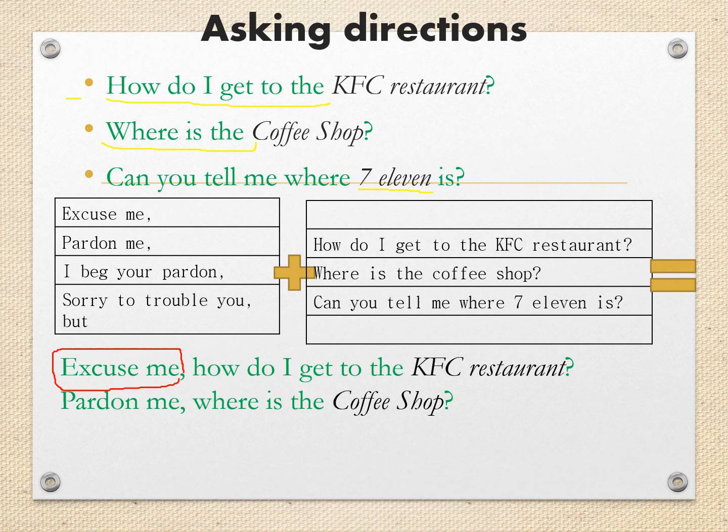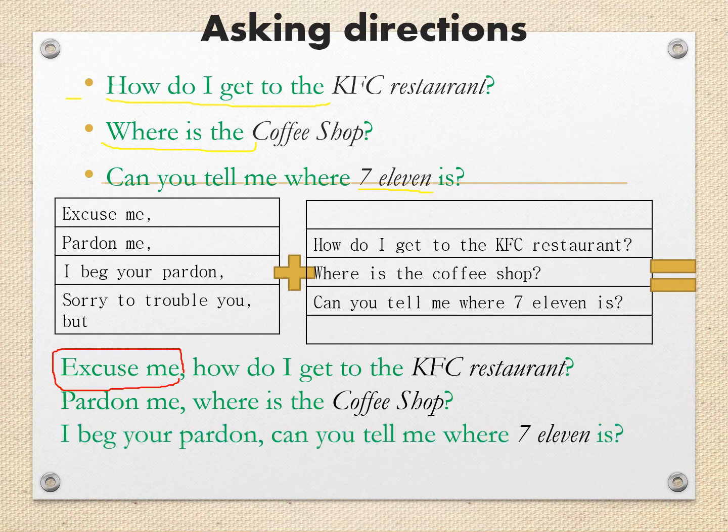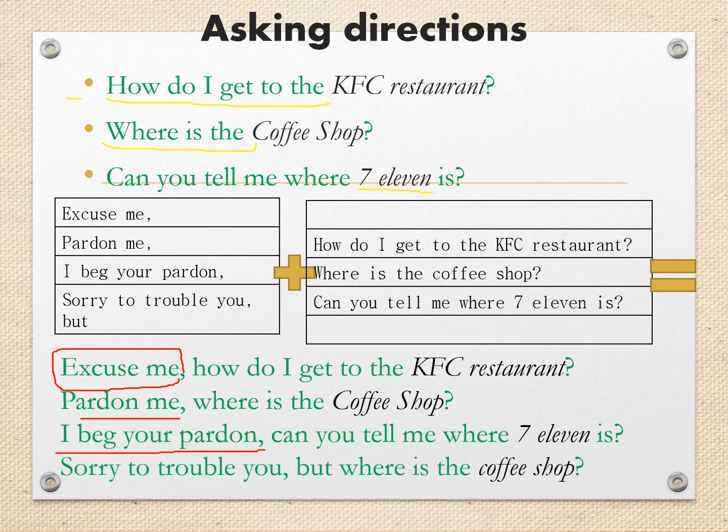Pardon me, where is the coffee shop? Then I beg your pardon, can you tell me where the 7-Eleven is? Sorry to trouble you, but where is the coffee shop? So you can always make your sentences a little bit polite so that people can answer you and can help you. So this is how to ask for directions. These are just a few expressions that we use to ask for directions.